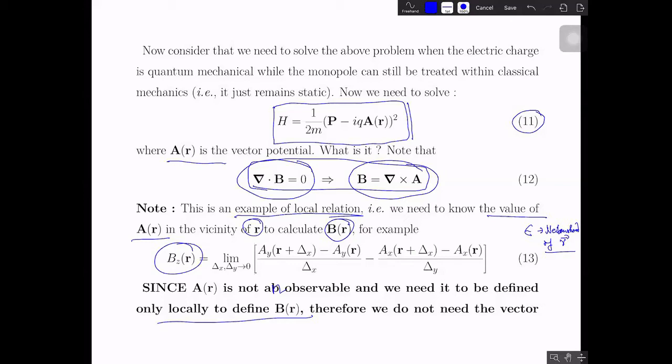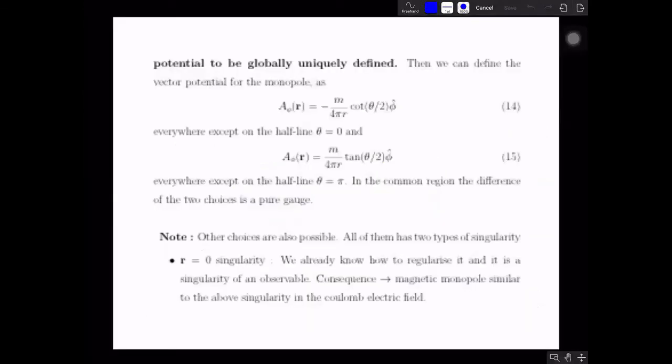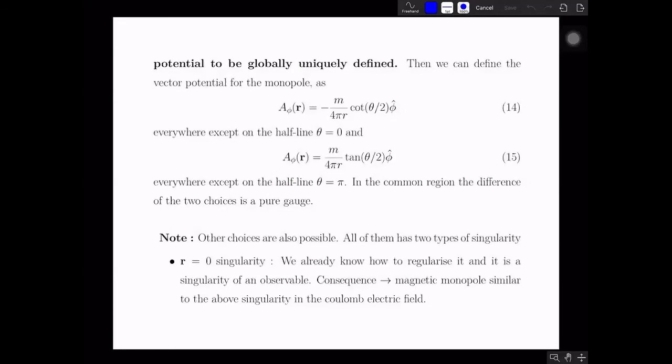So therefore, we conclude that A may not be defined globally, but it may only be defined locally, so that B is uniquely defined. And then we see that that's exactly the case when this is no longer true, that we can still go ahead and define a vector potential locally. We can define a vector potential locally, even for a magnetic monopole, where this condition is valid.